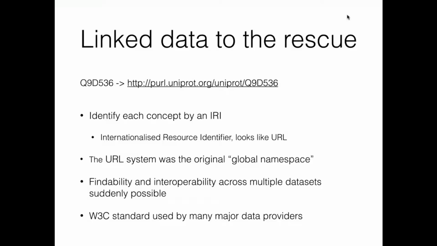And this makes sense because the URL system was the original global namespace, as it were. So if you put your identifiers into the system, there's already a way to disambiguate between countries, between organizations, because every organization has their own domain, and you can add paths to every domain.